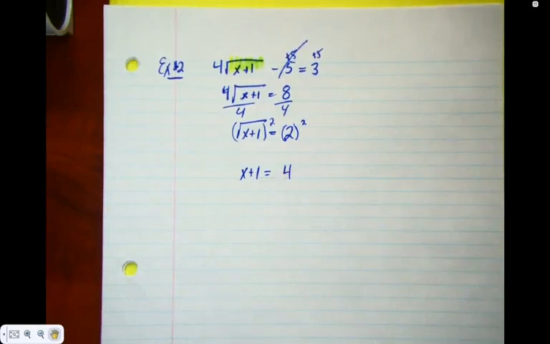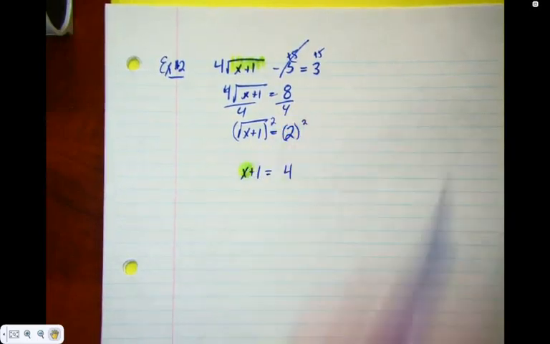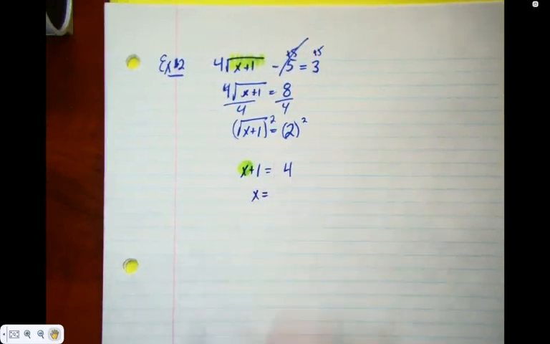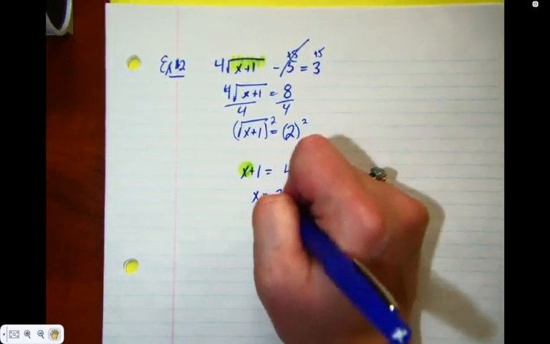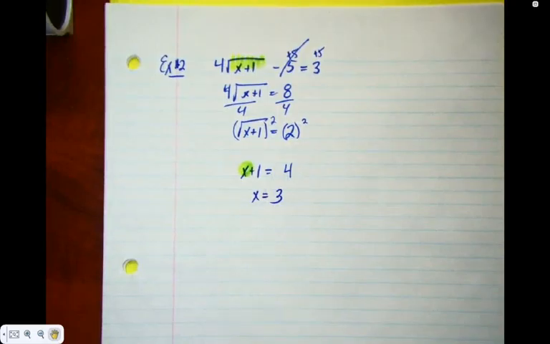Step number 3, isolate the variable. So I want this x all by itself. How do I get rid of a plus 1? X equals? If this was linear, we'd be done. We're like x equals 3, check, move on. But this is a special equation. So we don't actually know x equals 3 yet. What do we have to do?